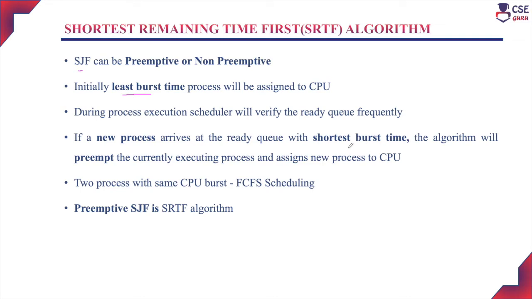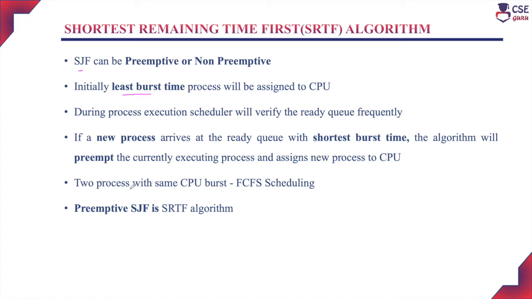If the process in the ready queue has a shorter burst time compared to the remaining time of the executing process, the algorithm will preempt the currently executing process and assign the CPU to the new process with the shortest burst time. Since the algorithm compares the remaining time of the executing process with the burst time of all other processes in the ready queue, the algorithm is called the shortest remaining time first algorithm, that is the SRTF algorithm.